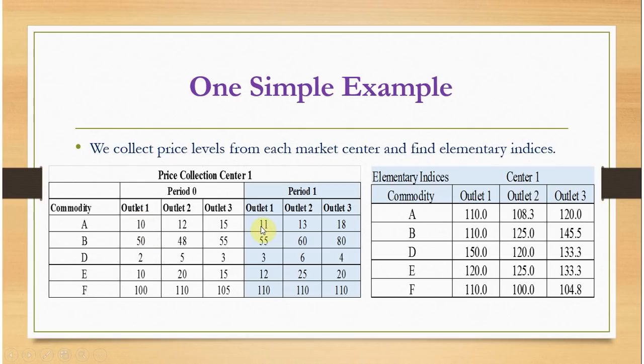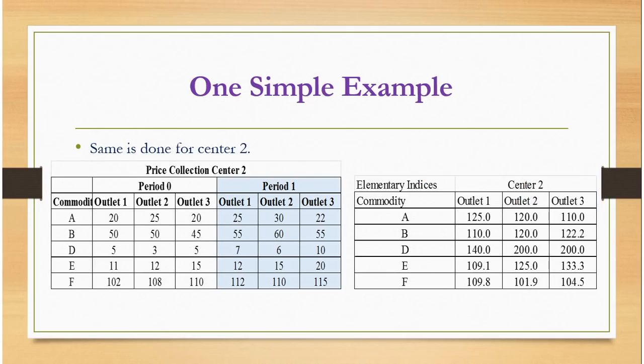Means 11 divided by 10 into 100 is 110. Again, 13 divided by 12 into 100 is 108.3. And 18 divided by 15 into 100 is 120. We calculate these indices for all the commodities and all the outlets. So this is the story of price collection center 1.